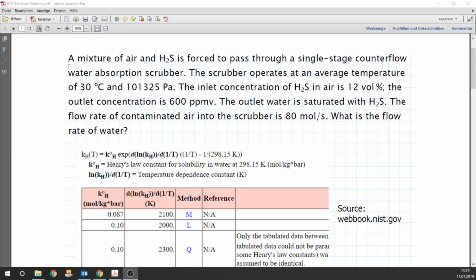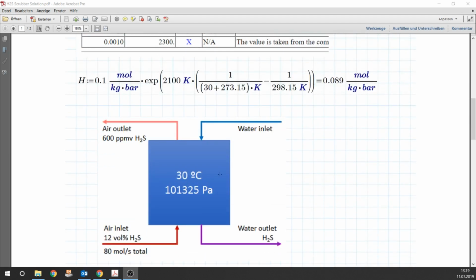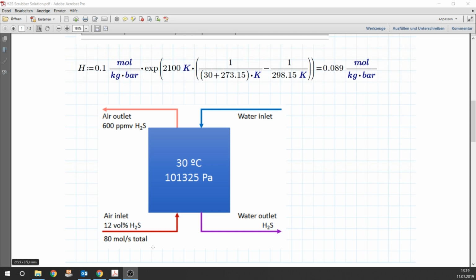So our general approach for this problem is just a mass balance. We know the total amount of gas that's going into the scrubber. We know the concentration of H2S in, also the concentration of H2S out. That means we can calculate the difference in this amount of H2S in the gas stream. And this amount of H2S has to get transferred to the liquid stream, to the water.